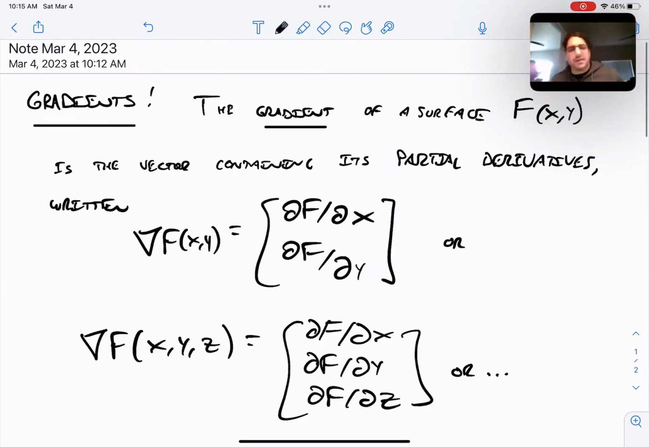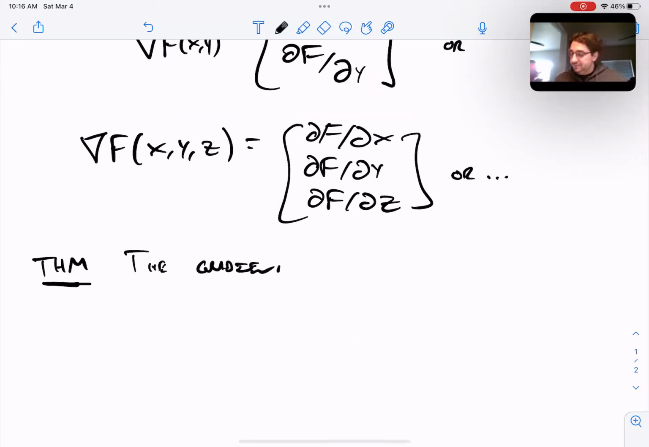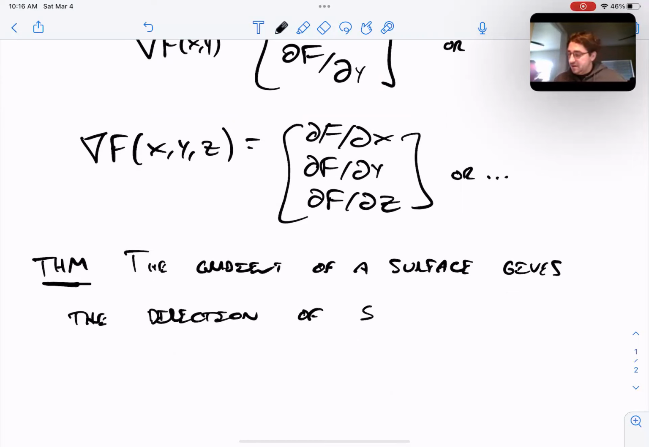But how to picture it? What does it look like? What does it do? Well, there's a big theorem, and we'll state the theorem and then we'll justify it. The gradient of a surface gives the direction of steepest ascent.